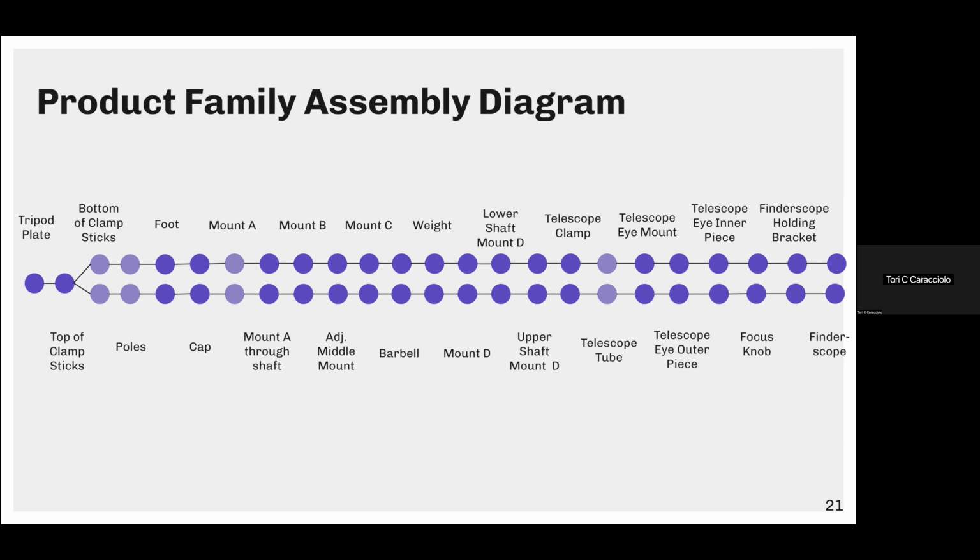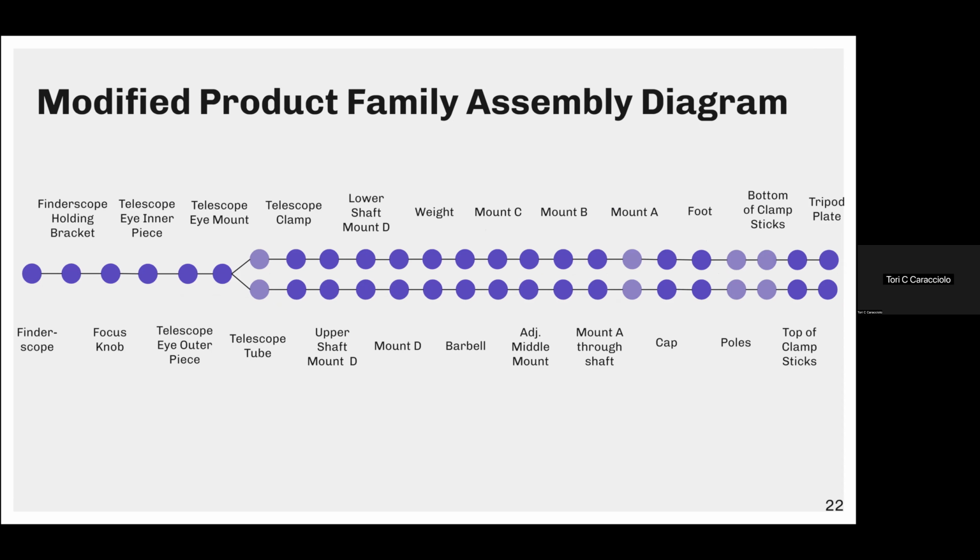and this first assembly diagram is ordered from the bottom up, so from the tripod towards the top of the telescope finder piece. And then for the modified product family assembly diagram, it's essentially switching the order to going from top to bottom in order to allow for delayed differentiation, but otherwise not much else can be swapped in terms of assembly order because of how the telescope needs to be assembled.